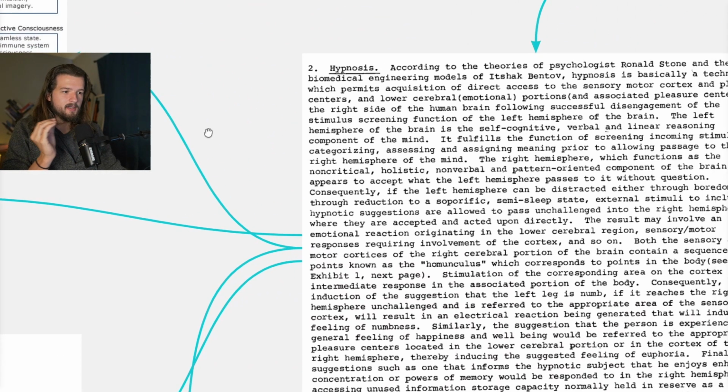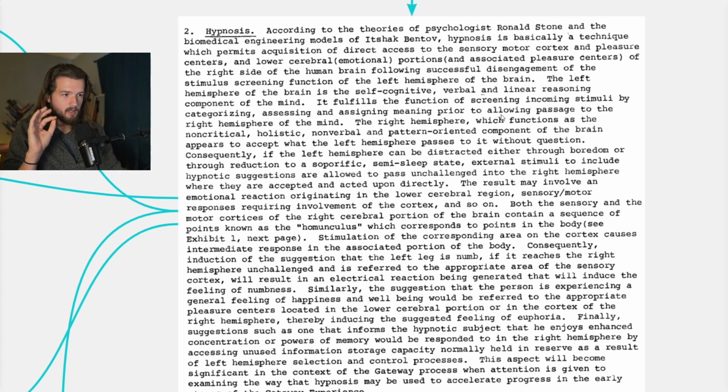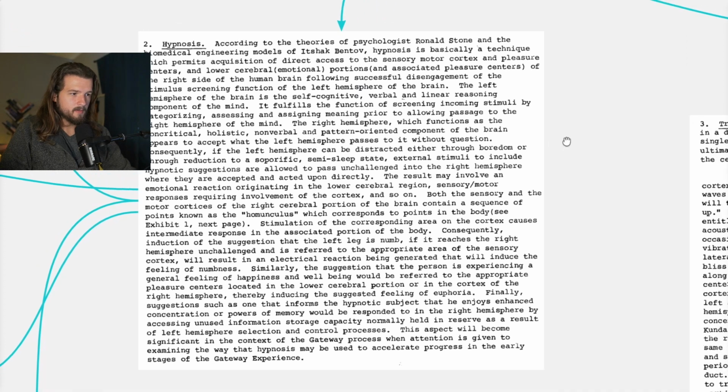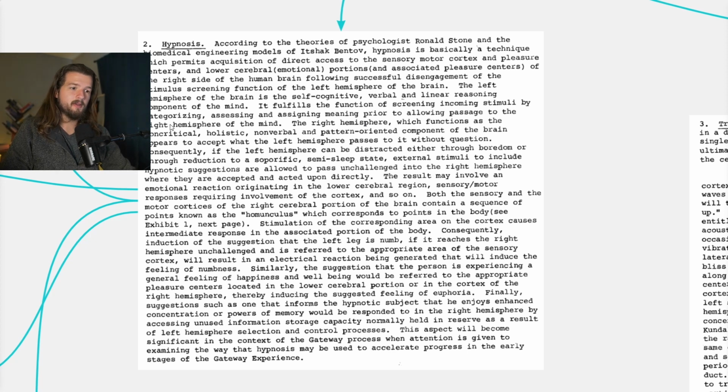So I want you to start to take in the analogy here: the left hemisphere of the brain, as they call it, is a self-cognitive, verbal, and linear reasoning component. So the reasoning portion of your brain, according to them, is the left. And then it fulfills the function of screening incoming stimuli. Get that? By categorizing, assessing, and assigning meaning prior to allowing passage to the right hemisphere of the mind. Exactly what many people say the subconscious and conscious are these days.